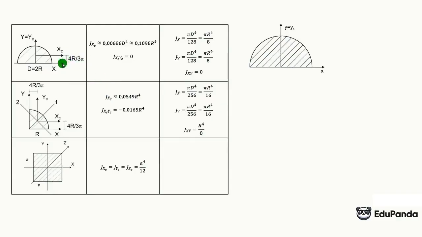This is the distance from this edge to the horizontal central axis. This distance is indeed 4r over 3 pi. And if we know the distance from the central axis, we know the area, well, obviously it's not a problem to calculate, and we know the moment of inertia with respect to the x-axis, which is marked here, then we can calculate the moment concerning the central axis.